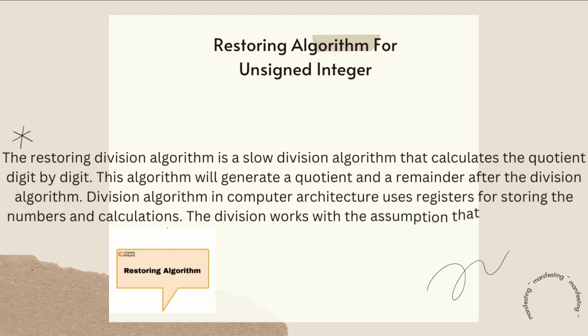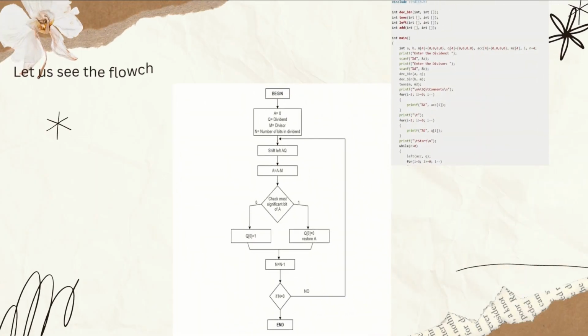In this section we are going to perform the restoring algorithm with the help of an unsigned integer. We are using the term restoring because the value of register A will be restored after each iteration. We will also try to solve this problem using the flowchart and apply bit operations.